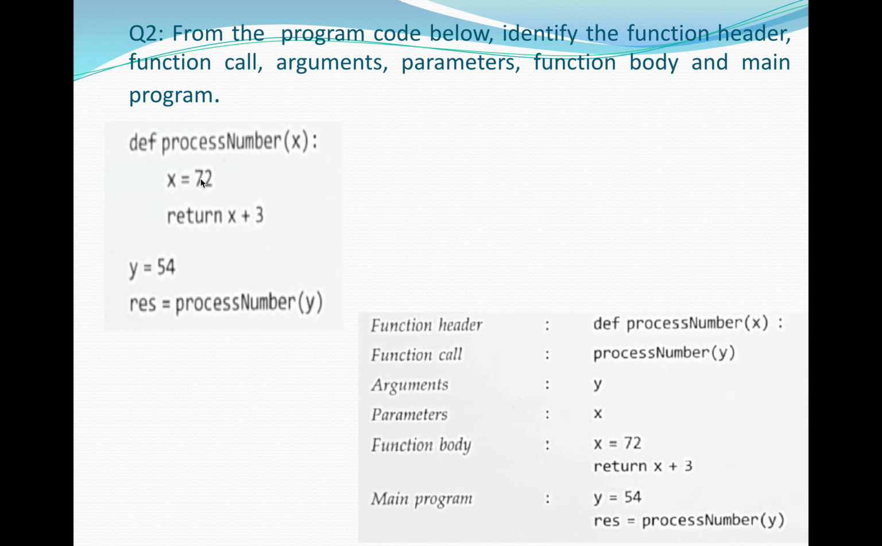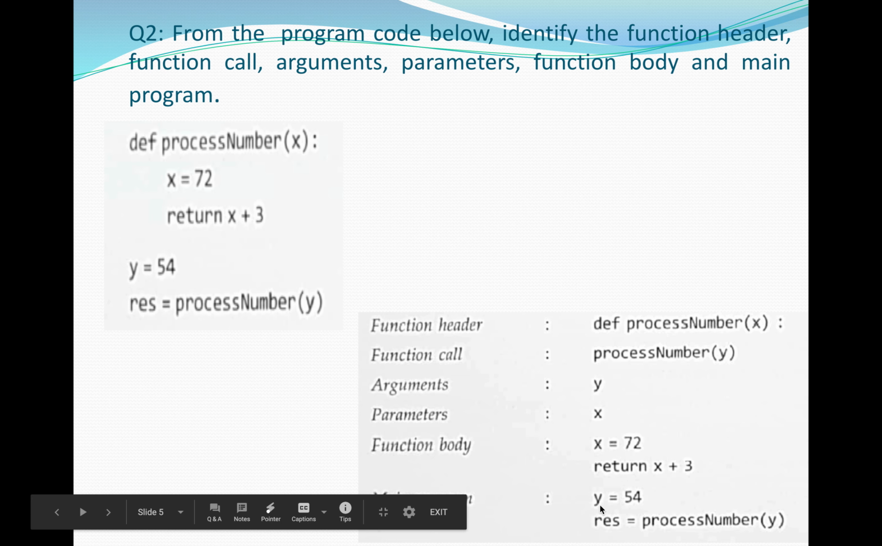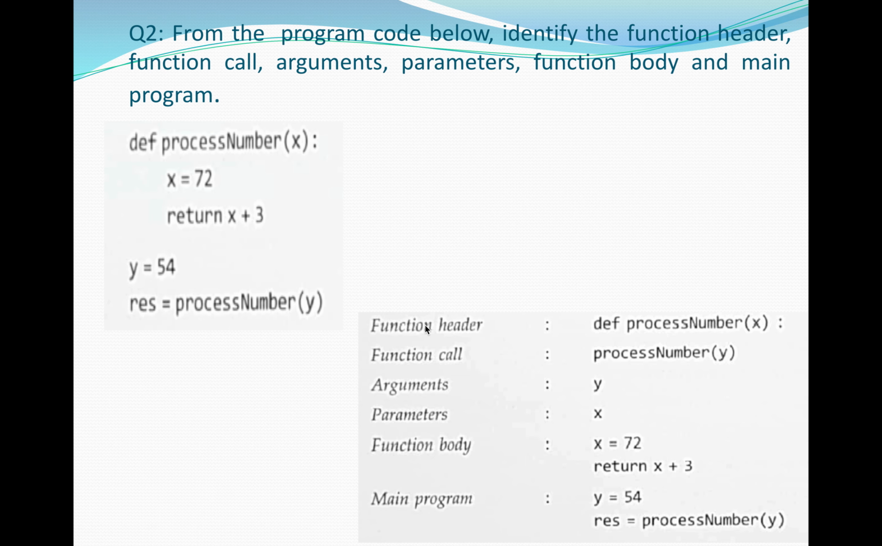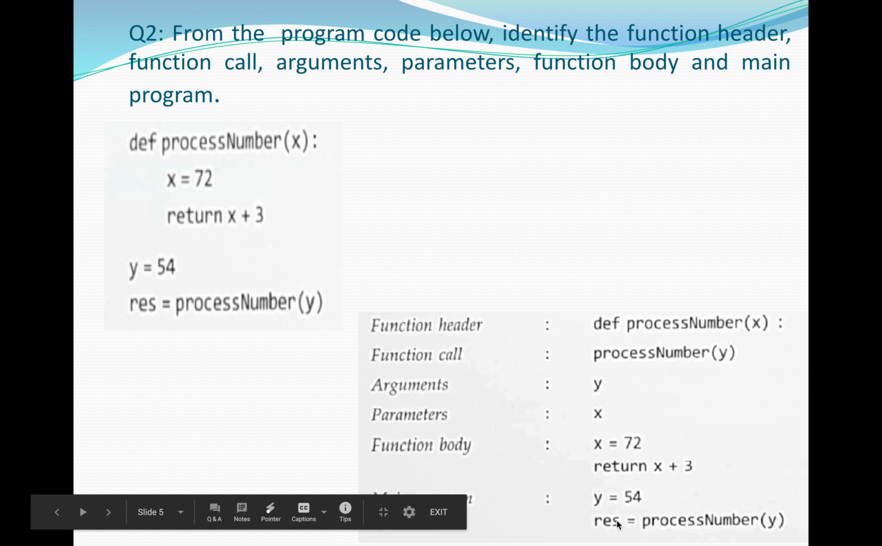Okay, the function header is the first line in the function definition. The function call is process number y, the argument is y, the parameter is x, then the function body and main program. Main program means the statements other than the function definition. So y equal to 54 and result equal to process number y. These two are the statements in the main program.